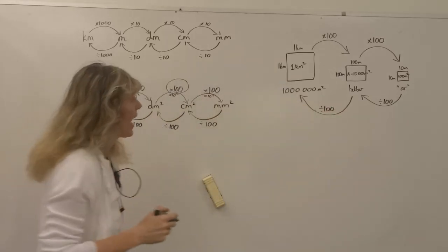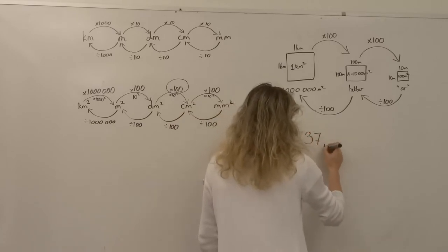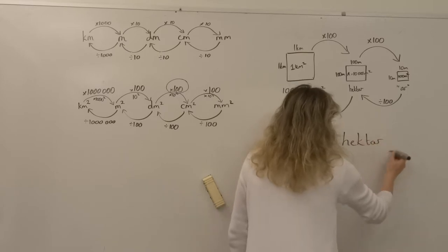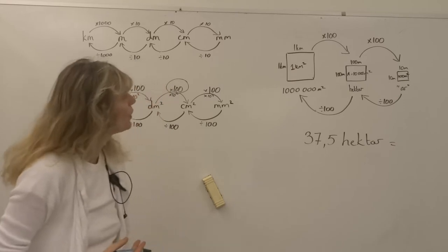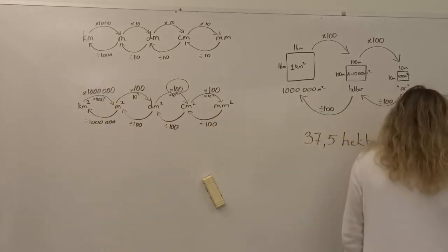Okay, let's say that I have a piece of land that is 37.5 hectares. And I'd really like to understand how big is a hectare. It's a new unit for me. I'm not quite used to what it is. How many square kilometres would that be?